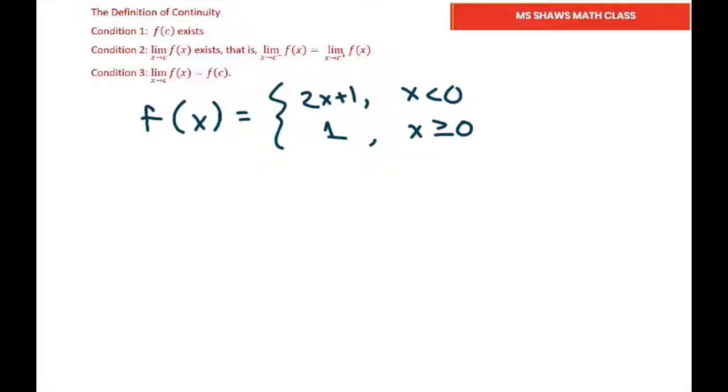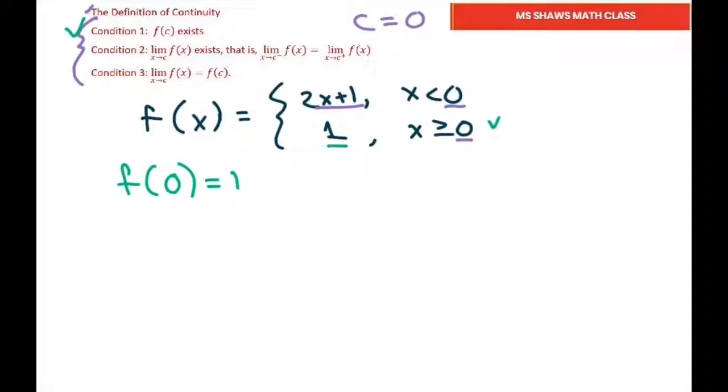So here's your definition of continuity, and it must meet three conditions. The first condition is that f of c exists, and that means our c is 0. Like I said before, 0 is where it's changing. It's linear, and then at 0 it turns to a point. So we're going to see if it's continuous. So the first thing, does f of c exist? So does f of 0 exist? So we have to plug it in the lower portion, and f of 0 equals 1. Right there, that's your y. So that does exist.